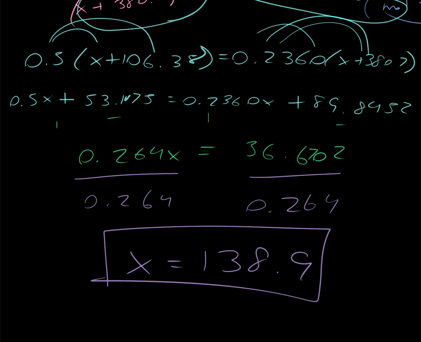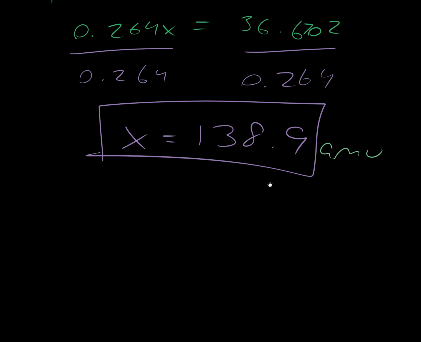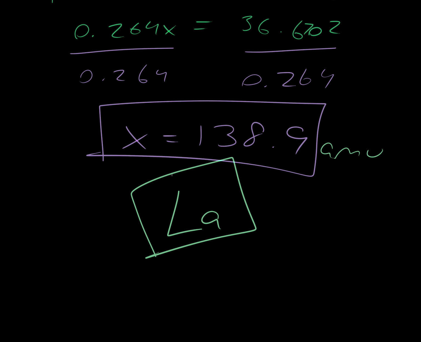We found the atomic mass, but we still haven't identified it. So let's look at our periodic table and let's search through and see which one has an atomic mass of around 138.9. And after looking, you'll see that the element is this. And that is the answer to our question.